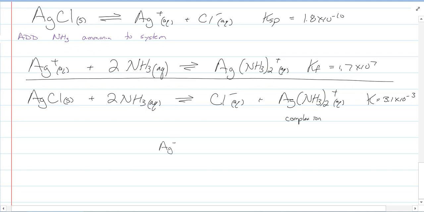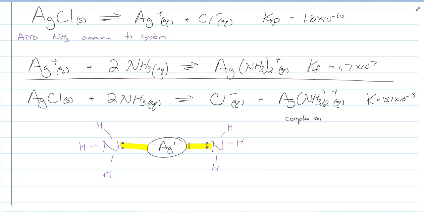And so you can think of this as silver ion with your ammonias, your nitrogen containing compounds, H, H, H, and a lone pair, H, H, H. And what we're going to do is bond to the metal center on both sides. And that's my coordinate covalent bond. That's all a complex ion is. Now it's time to do some examples.